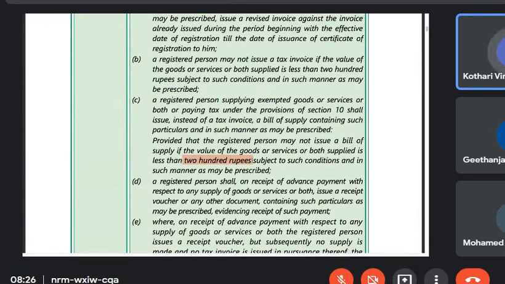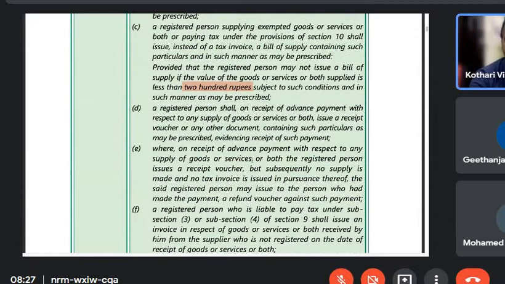So if a person is making an exempted supply, then what document is he going to issue? He is going to issue a bill of supply, for either exempted goods or exempted services. Or a composition dealer will never charge tax; he has to pay tax on the total amount of turnover. Then in that case, what will you issue? You will issue a bill of supply. So first document, tax invoice. Second document, revised invoice. Third document, bill of supply.